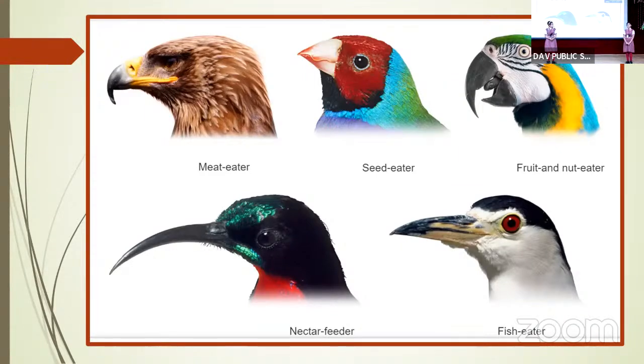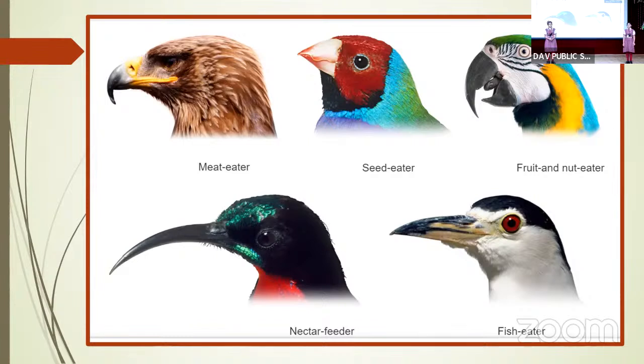Next comes the probing beak. Birds like the hummingbird, sunbird, and hoopoe have a long and slender beak. This type of beak helps the sunbird and the hummingbird to suck the nectar from flowers. And this type of beak also helps the hoopoe to take out the insects and worms present in the ground. Next comes the sifting beak. The duck has a flat and broad beak which has two small holes on both the sides.